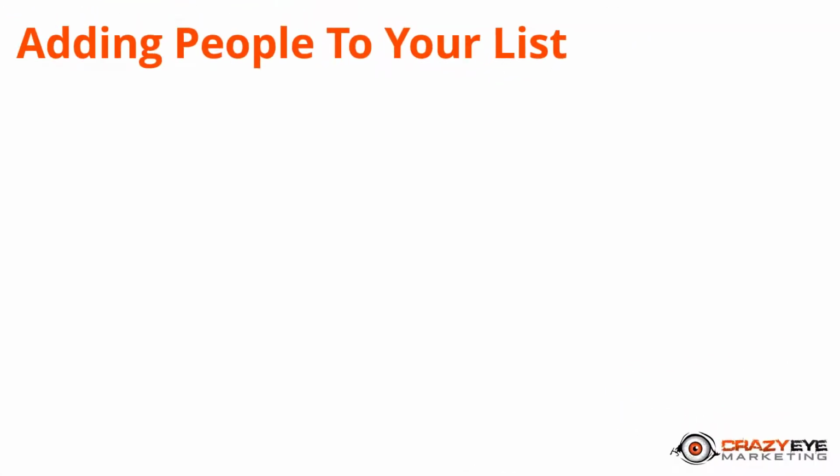In this video, we're going to talk about adding people to your list, and there's many ways to do it, and we're going to cover a few of them in this video right here. So one of the first ways is by using the ActiveCampaign Form Builder, and we're going to include how to use the Form Builder in this video, so we'll come back to it soon.